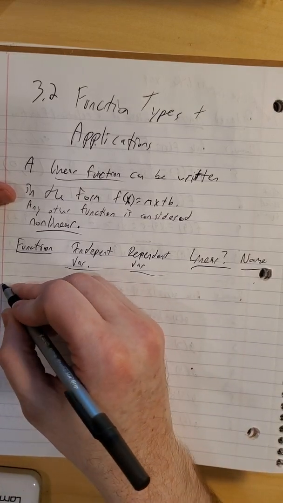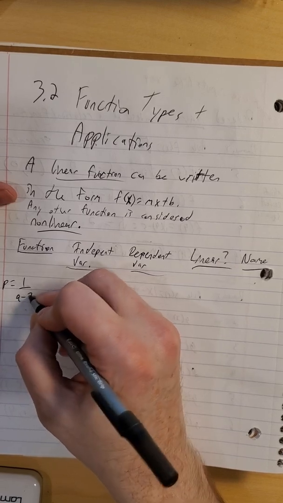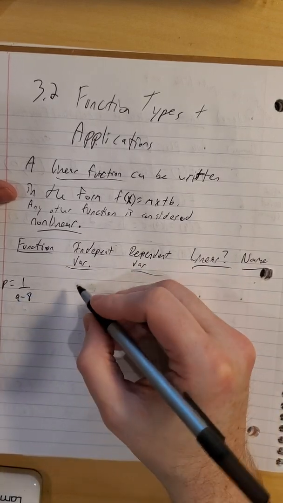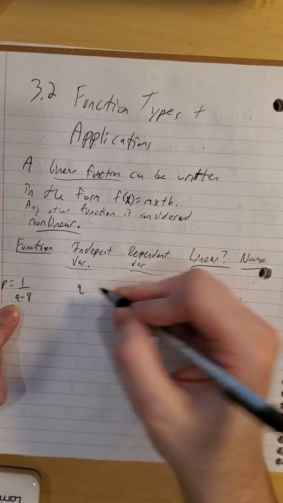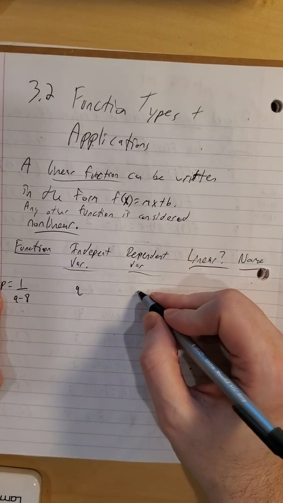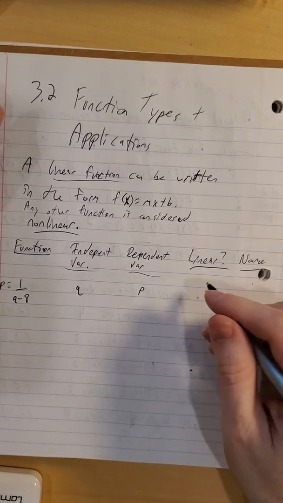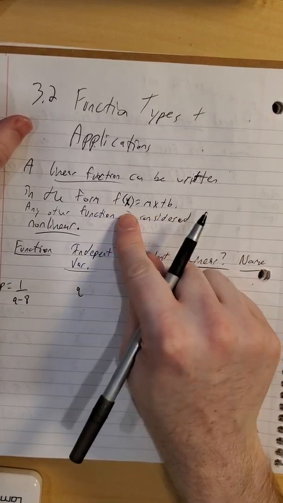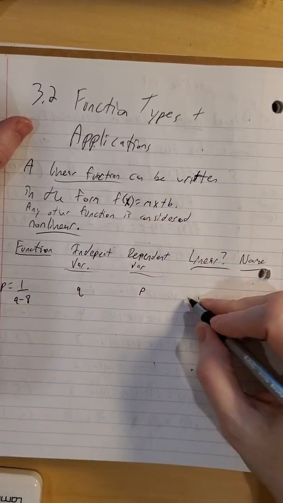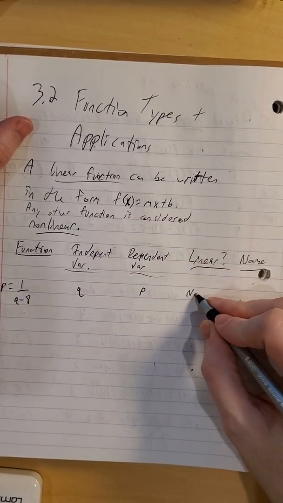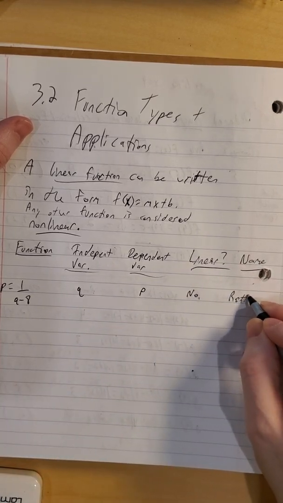So we'll start with p is 1 over the quantity q minus 8. Our independent variable is q, the dependent one, the one that's by itself, is p. This one is nonlinear. I would not have the ability to get this to look like this. I have a variable in a denominator, so this is nonlinear. The variable in the denominator means this is rational.